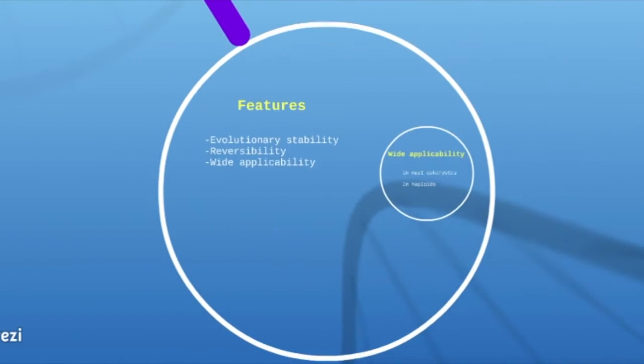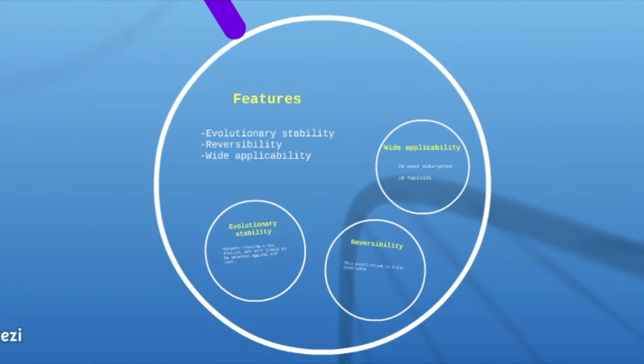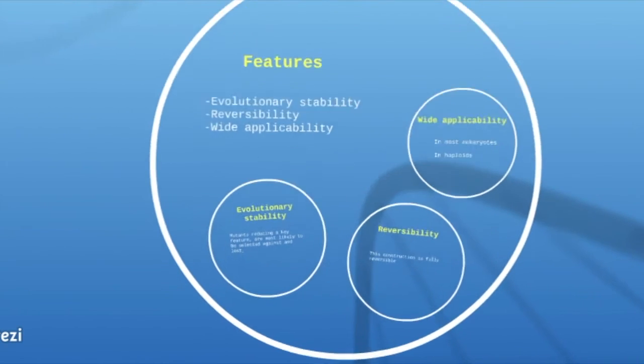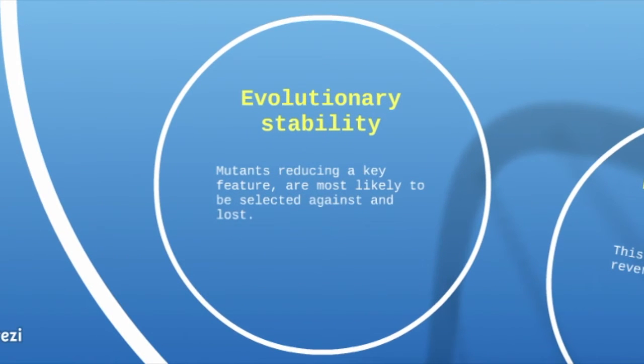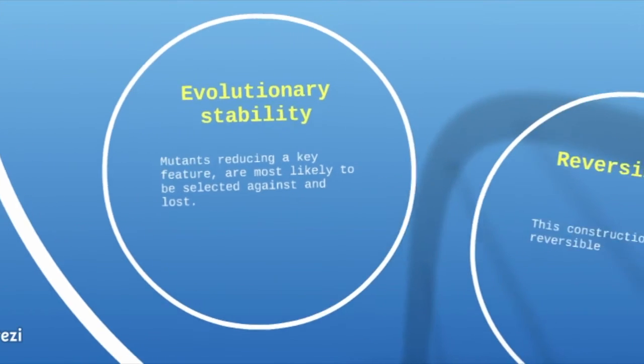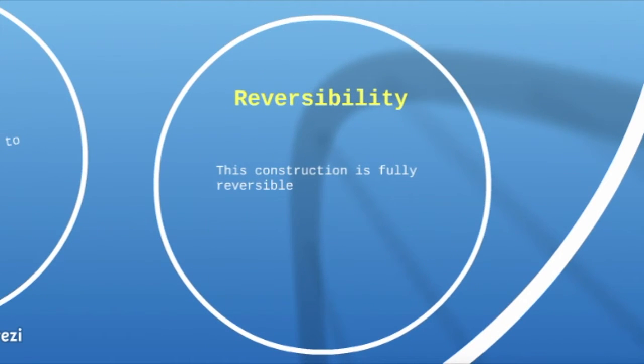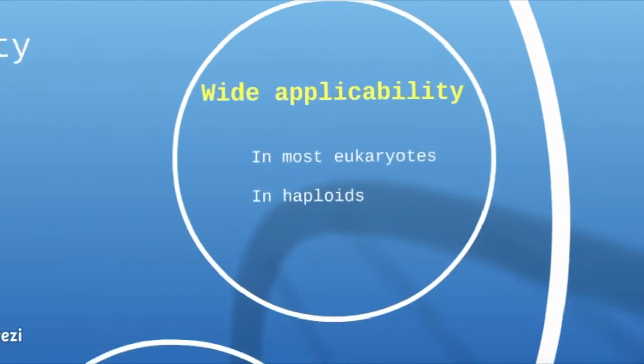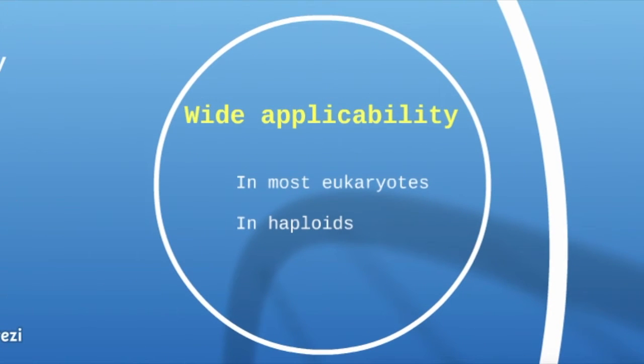The main features of site-specific selfish genes are the evolutionary stability, the reversibility, and wide applicability. A key feature of this construction is that it is evolutionary stable, in the sense that the mutant forms likely to arise as it spreads through a population will be selected against and lost. The construct is fully reversible. If one targets a gene that, when knocked out, is strongly deleterious, then there will be a strong selection in favor of resistant alleles. We can use this technique in most eukaryotes and also in haploids.